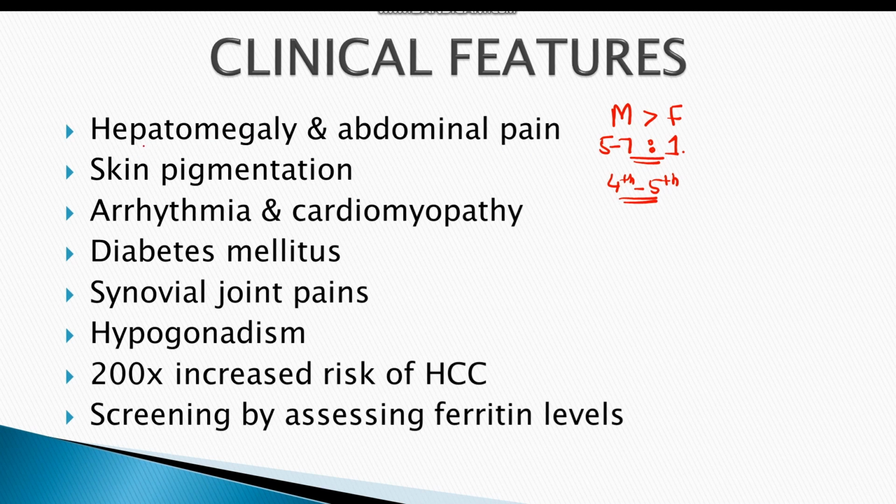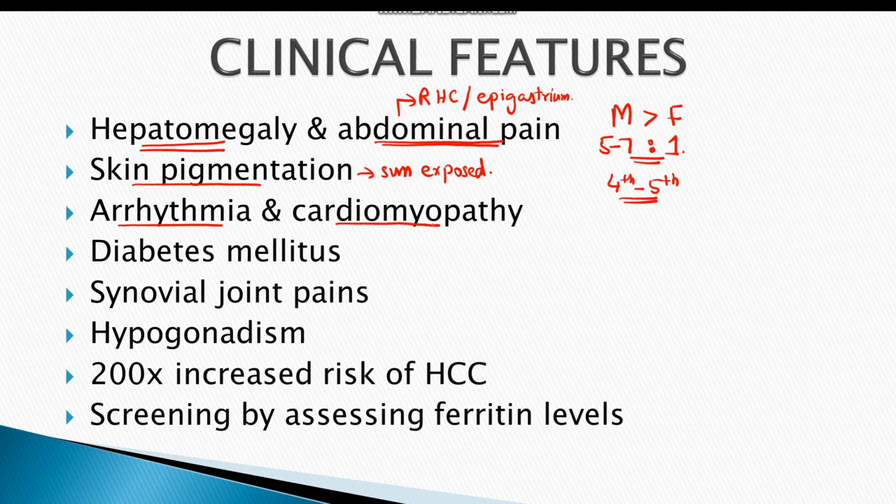The signs and symptoms include hepatomegaly, which is due to the iron deposition and inflammation of the liver, and there could be a history of abdominal pain. Abdominal pain could be either in the right hypochondrium or in the epigastrium. The skin shows slate grayish colored pigmentation in specifically those areas which are sun exposed. Due to hemosiderin deposits inside the heart, arrhythmia could also be present along with cardiomyopathy. The most common cause of death in hemochromatosis is cardiac disease.